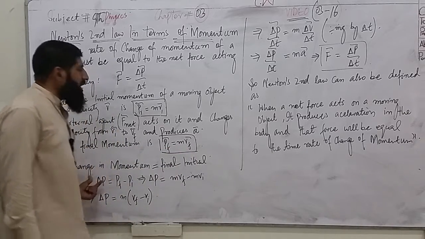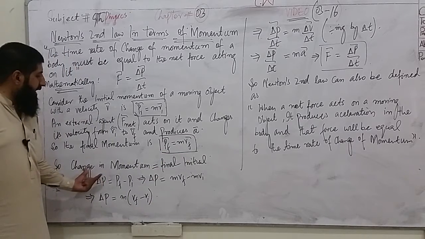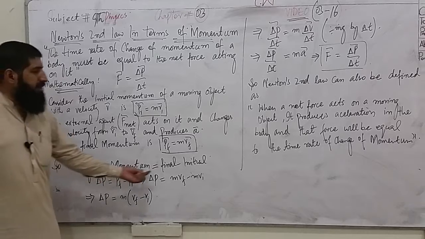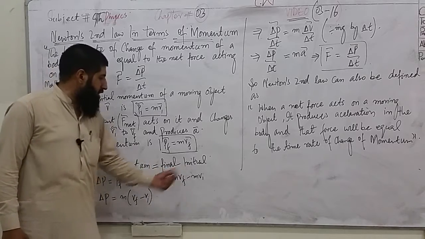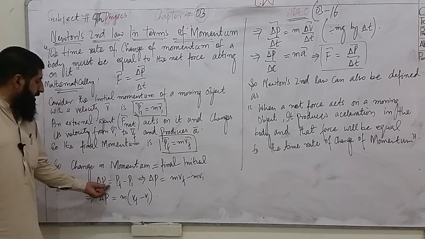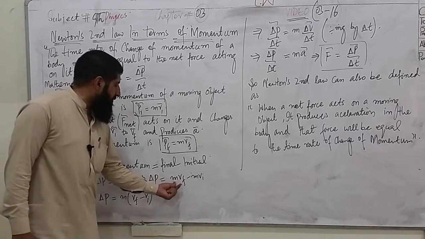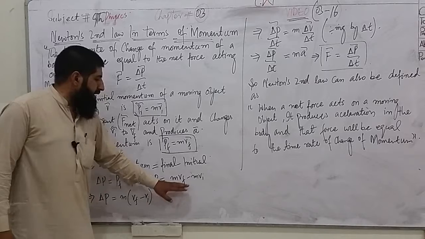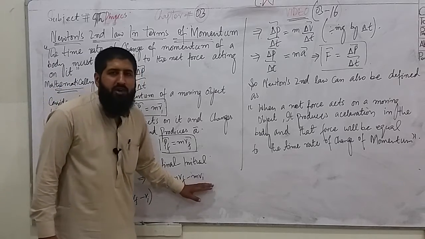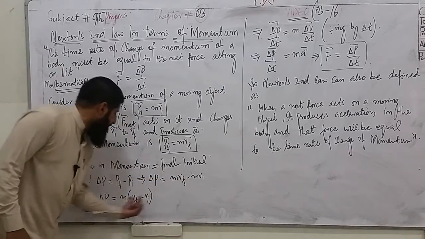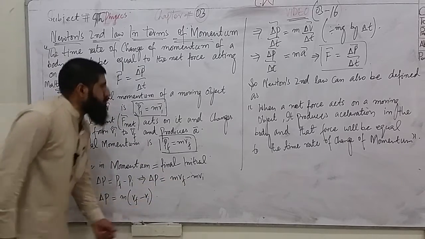So we know that the change in momentum delta p equals pf minus pi. The change in momentum will be equal to final minus initial. So here we can write delta p equals pf minus pi. This implies m vf, the magnitude of final momentum, minus the magnitude of initial momentum. Delta p equals, now taking m common, m times vf minus vi.